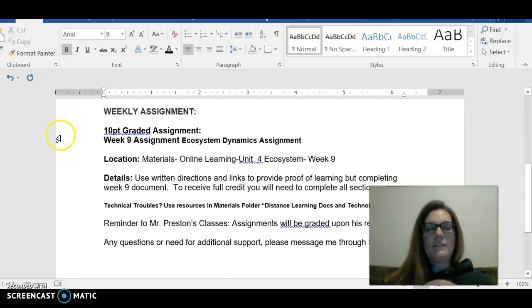So where are you going to find the lesson? In the materials folder. And then we're in Unit 4 still, and week 9. The details for the assignment, use directions. Please read the directions and use the directions and the links to provide your proof of learning.